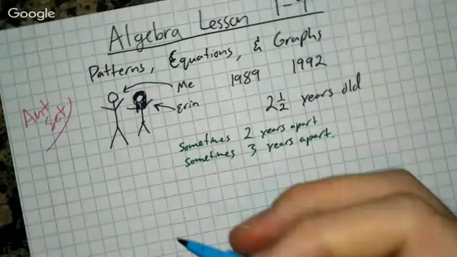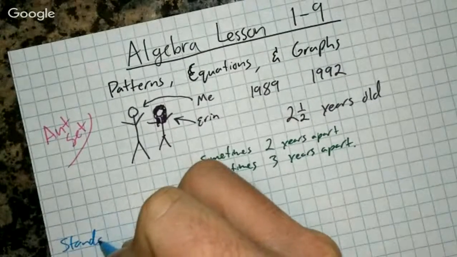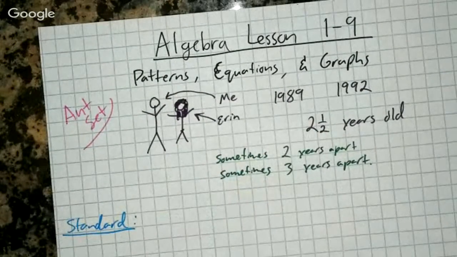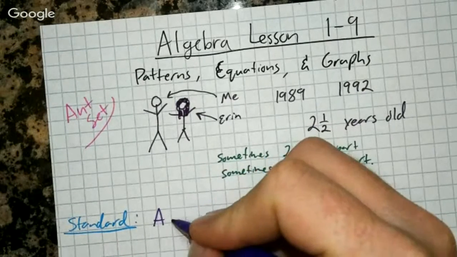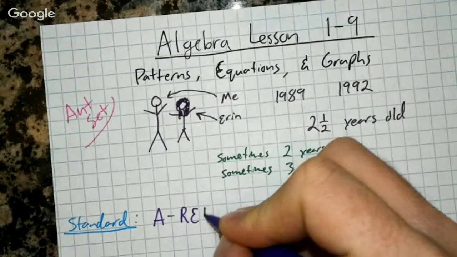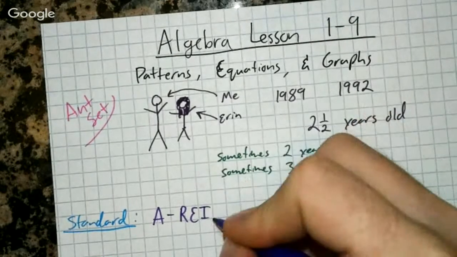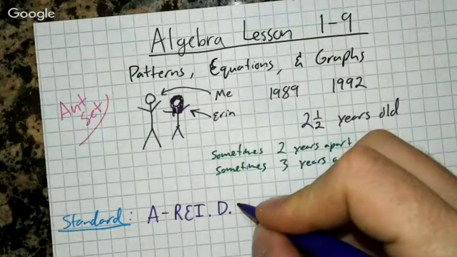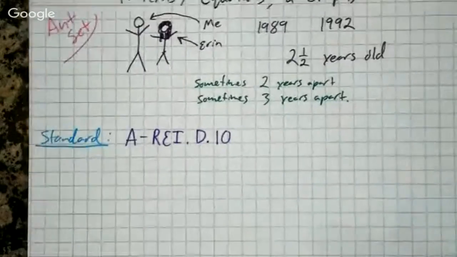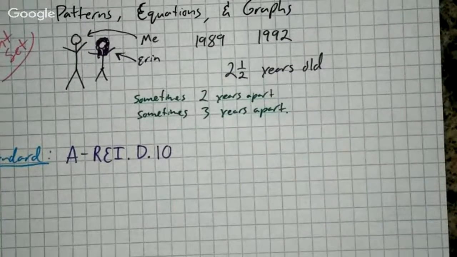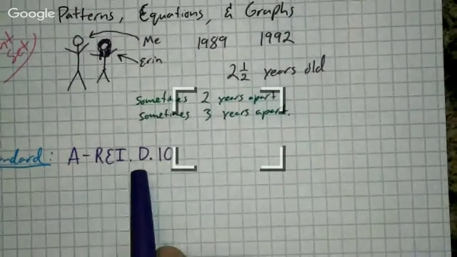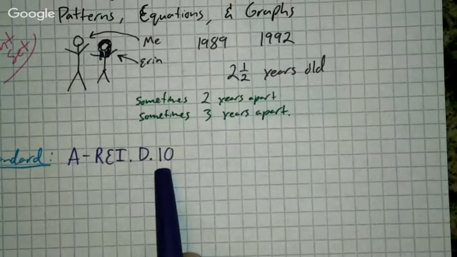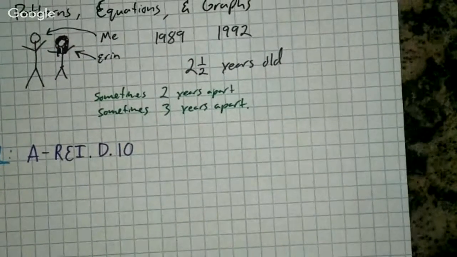All right, let's get started with our standard. Our standard today is standard A-REI.10. I thought it was kind of funny when I looked at it: don't they realize that A-REI.D.10 is the same thing as saying A-REI.D.1? Little decimal joke for you.